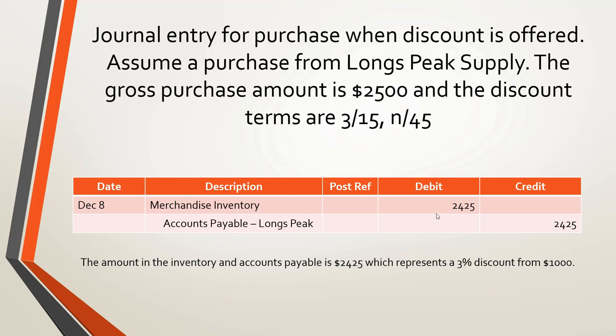$24.25 as our merchandise inventory value, and the amount of our accounts payable, $75 was taken off. 3% of $2,500 is $75. So we would record this as a debit to merchandise inventory at the discounted amount and show that our accounts payable is $24.25, the discounted value there.